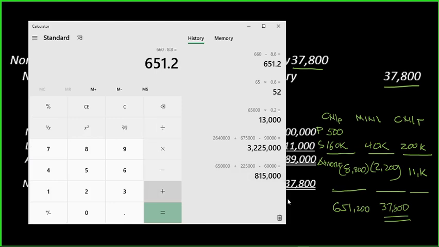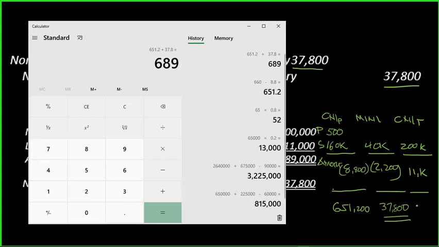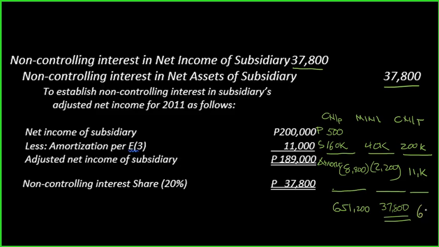651 plus, to check if our answer is correct, 37,800. Sir, ba't mo pa kasi pinapahaba? 689. Ganito kasi yan. Hindi lahat ng panahon given ito. Hindi lahat ng panahon given yung mga hinahanap. Kunyari, baka given yan, baka given ito.